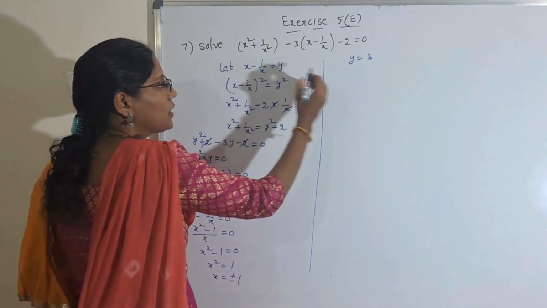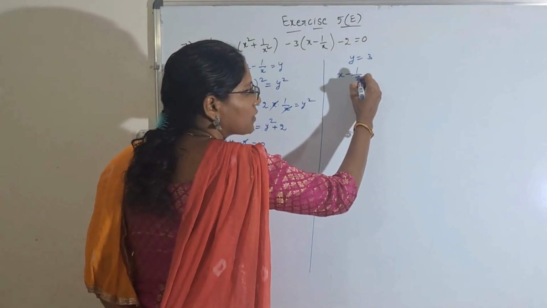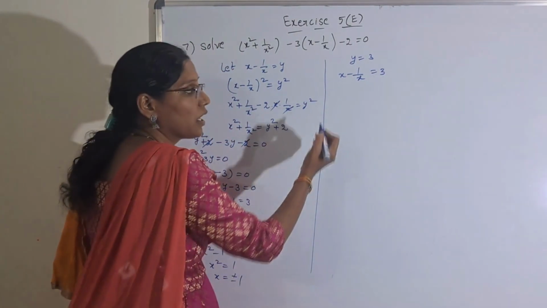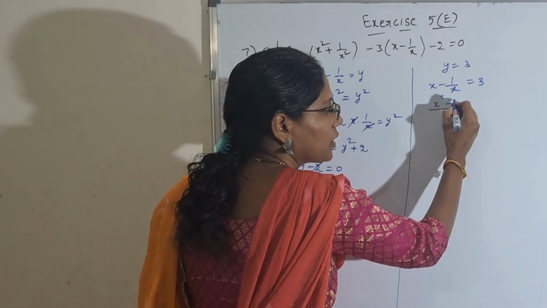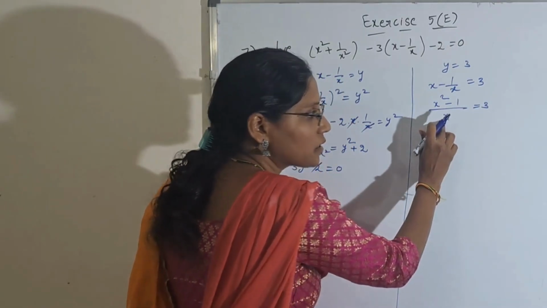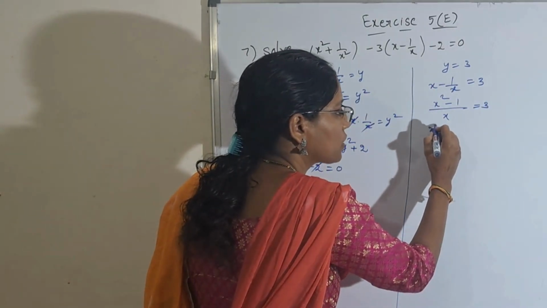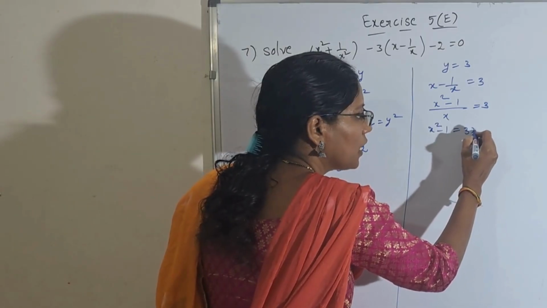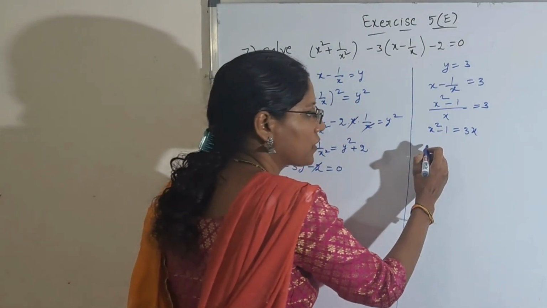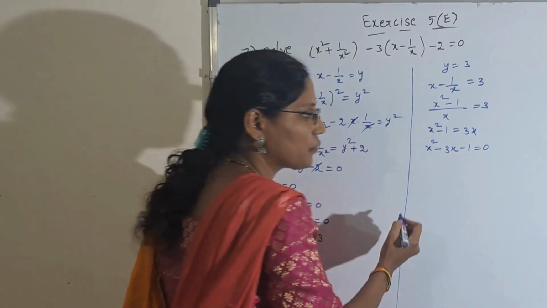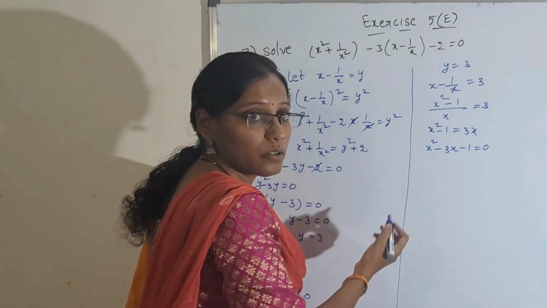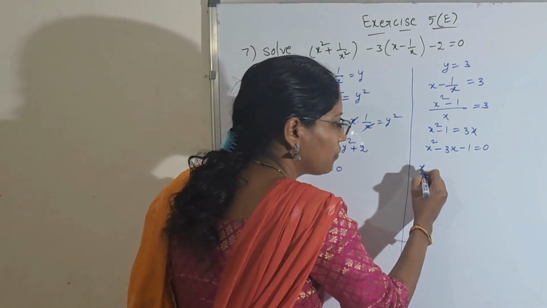Here y value is x minus 1 by x equal to 3. Here x is the LCM: x square minus 1 equal to 3. X we have to shift right side, x square minus 1 is equal to 3x. 3x we have to shift left side, x square minus 3x minus 1 equal to 0. Here factors we cannot find out, so formula method we have to use.